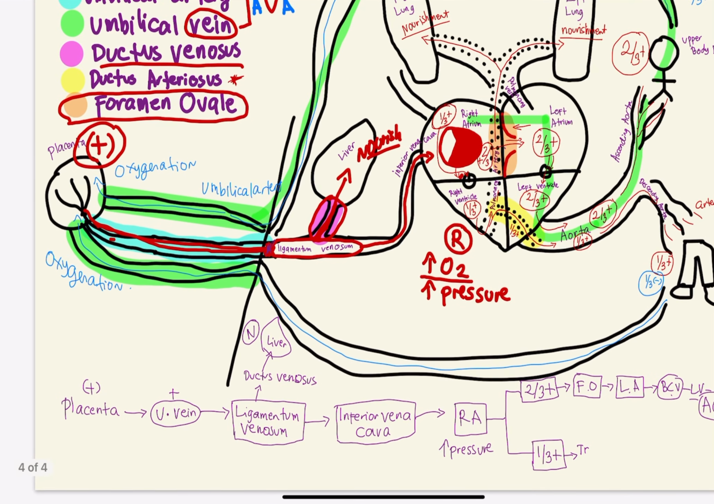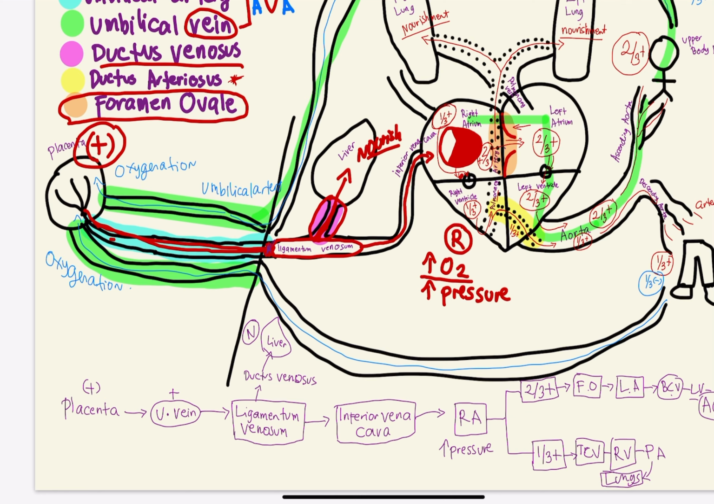Pupunta po siya sa tricuspid valve. So, dadaan po siya from here. Okay, from here, going there. So, dadaan siya sa tricuspid valve, papunta sa right ventricle. Okay, so from the tricuspid valve, dadaan po siya sa right ventricle. And then what will happen next is, from the right ventricle, yung iba pupunta po sa pulmonary artery. And then they will go to the lungs for nourishment.